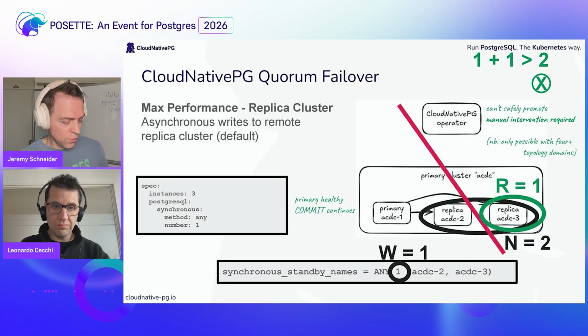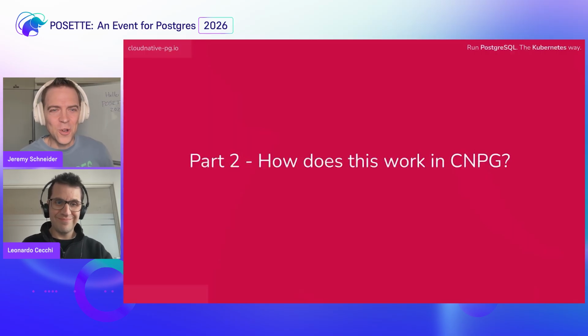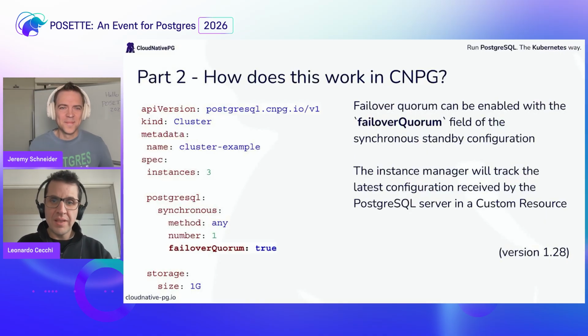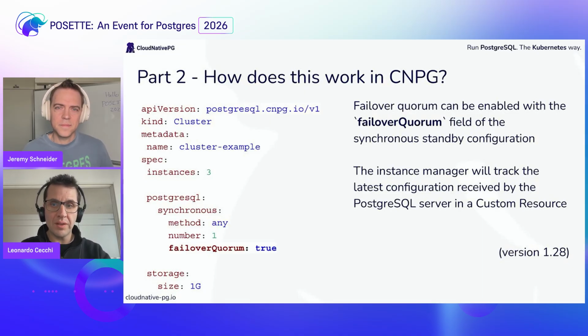So that's a high-level overview of the algorithm. Now I'm going to hand it off to Leo to go a little bit deeper on how things work. Thank you, Jeremy. So, how is this working on CNPG? First of all, you can see we added a new configuration panel. It's called failoverquorum, and you can find it in the synchronous replication configuration. This is totally linked with what Jeremy was saying before, starting from version 1.28.